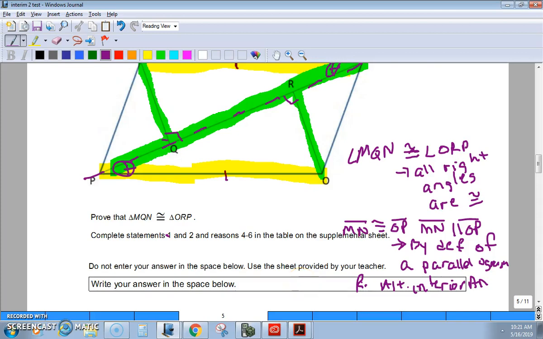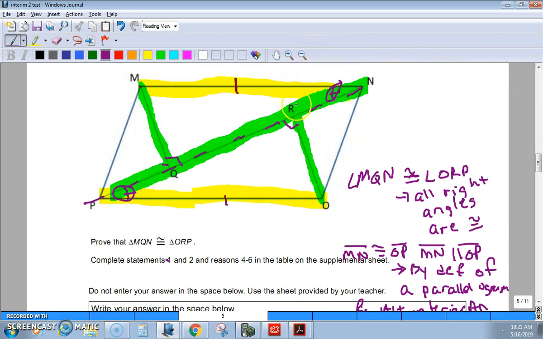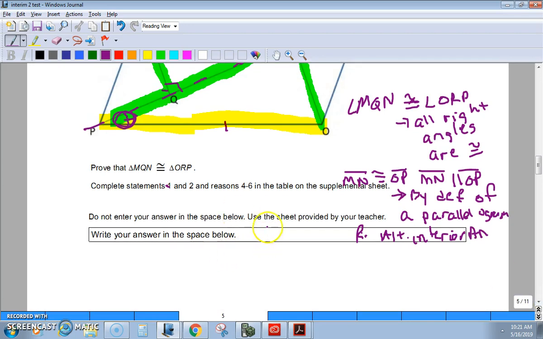All right, we are back, and the next step was how do we know that angle MNP, right here, this purple angle, and angle OPN, this angle here, are the same? Well, we know if MN and PO are parallel, then those are alternate interior angles. Okay, so that is the reason or evidence there.